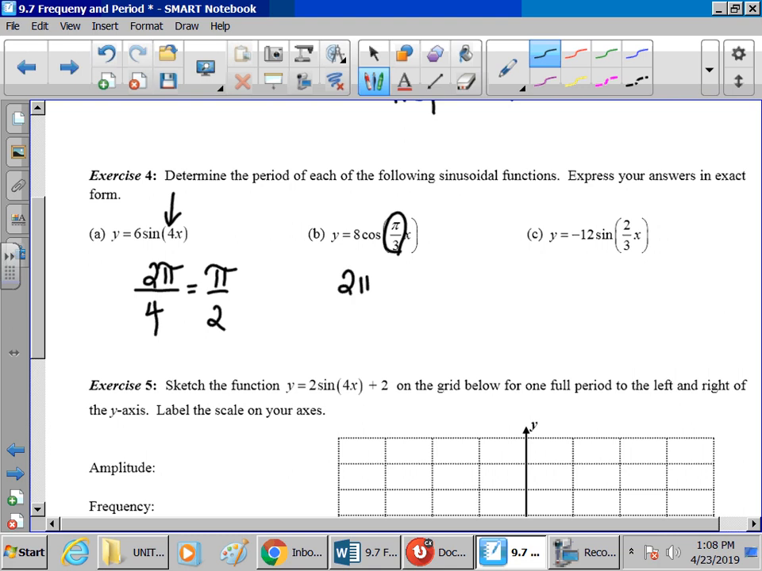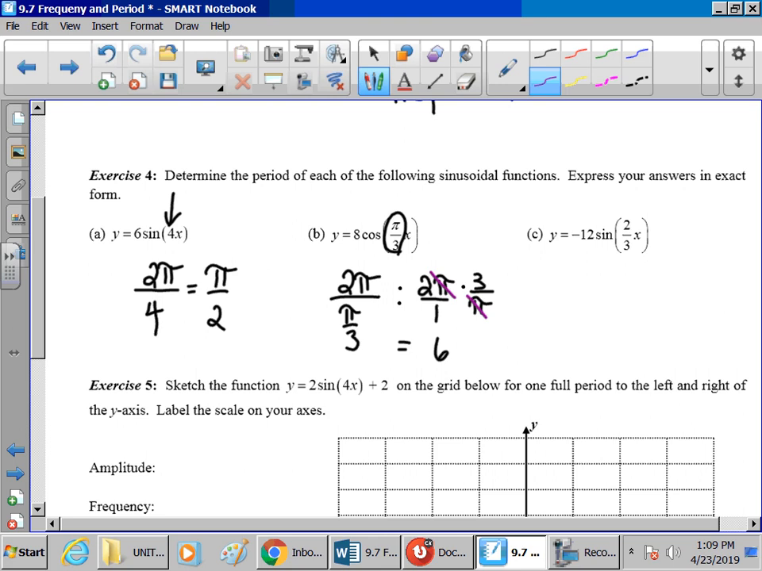It's going to be 2 pi divided by pi over 3. And if you remember back from 7th grade, keep, change, flip, this is the same thing as 2 pi times 3 over pi. So we cancel out the pi's, and this is equal to 6. In case you didn't get that, cancel out the pi's.